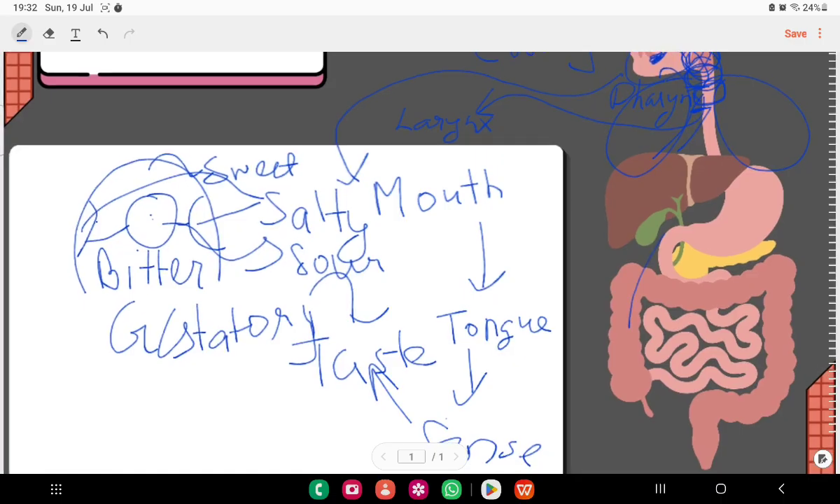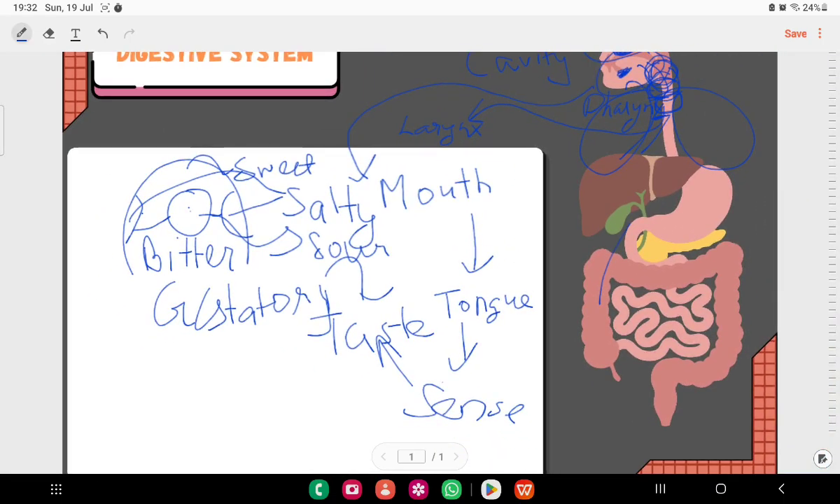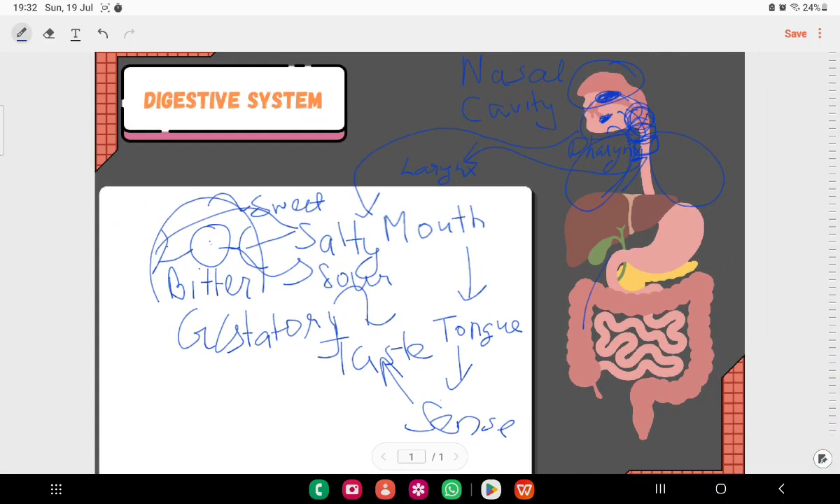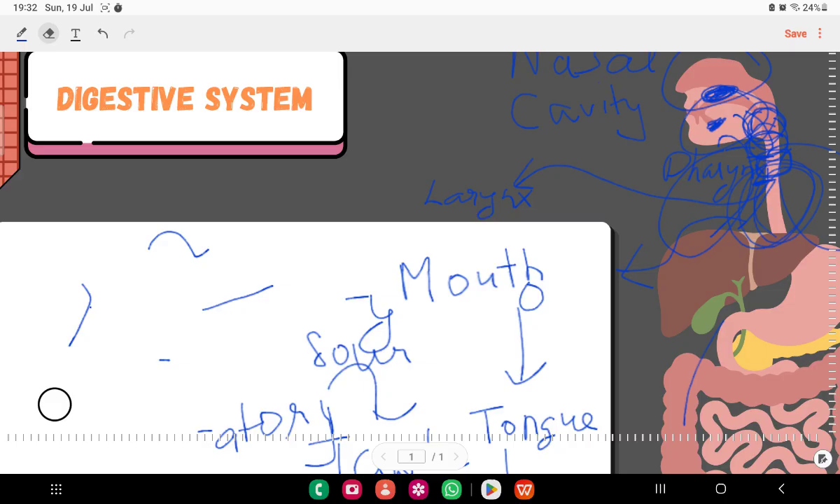So, epiglottis. After that, we have finished the mouth section, and obviously can't forget the esophagus. Wait, let me clear it.